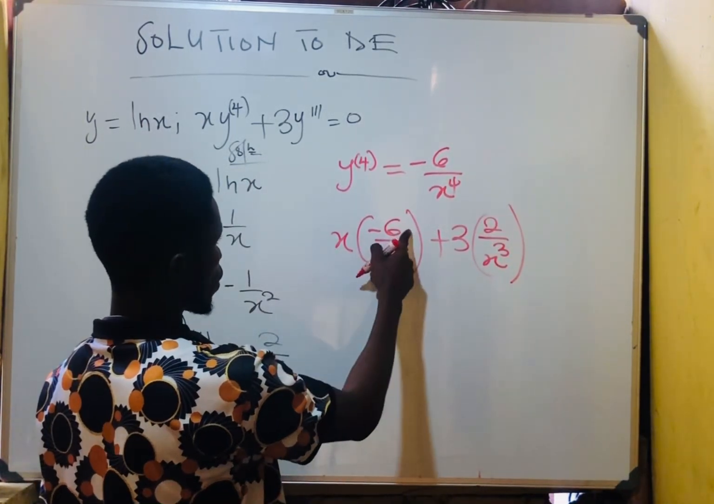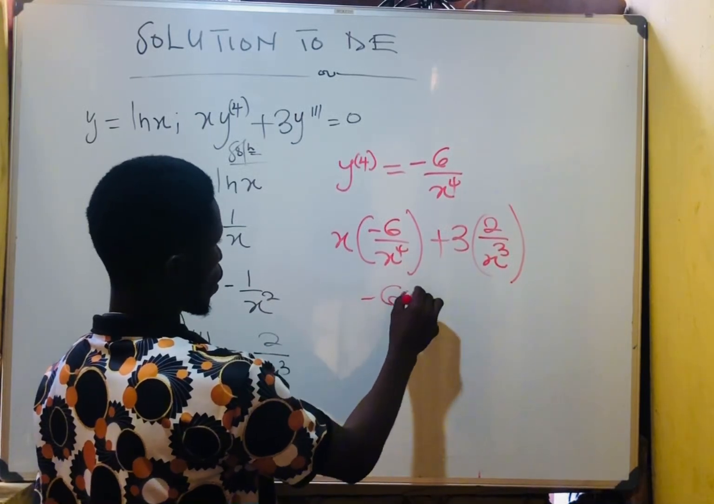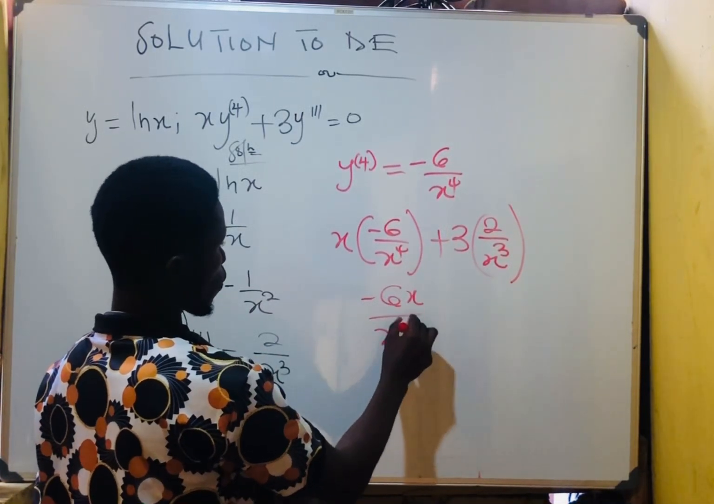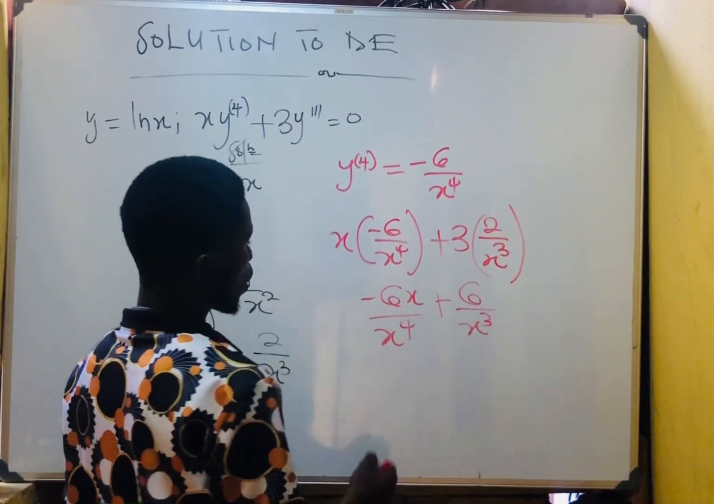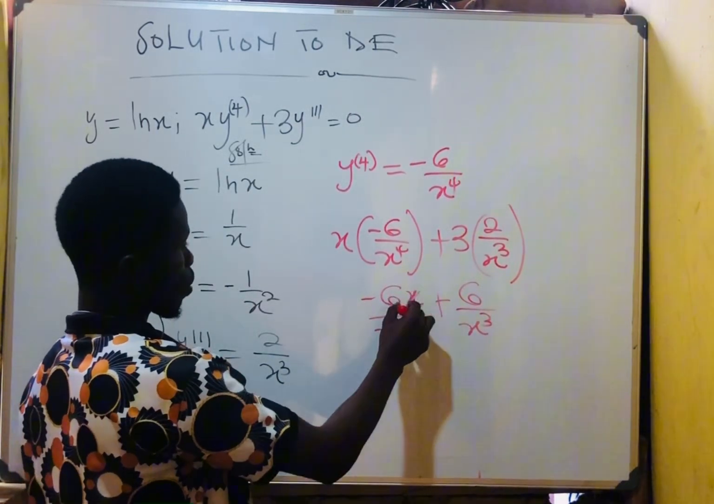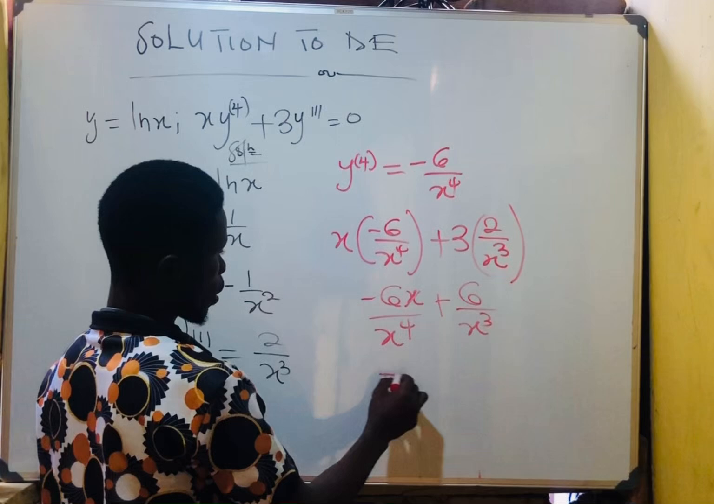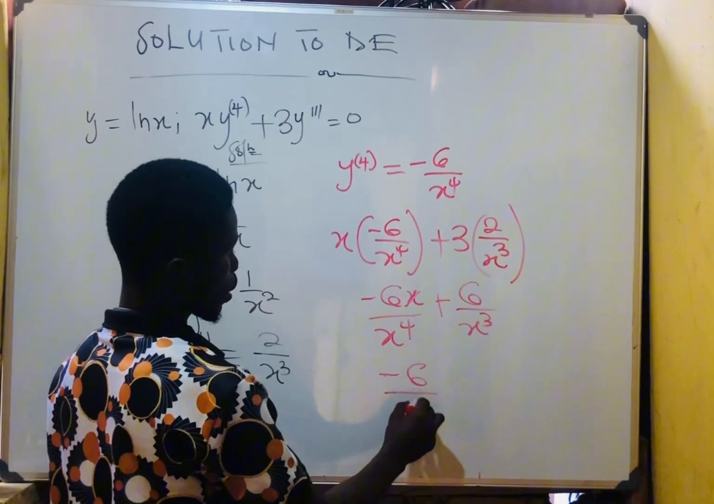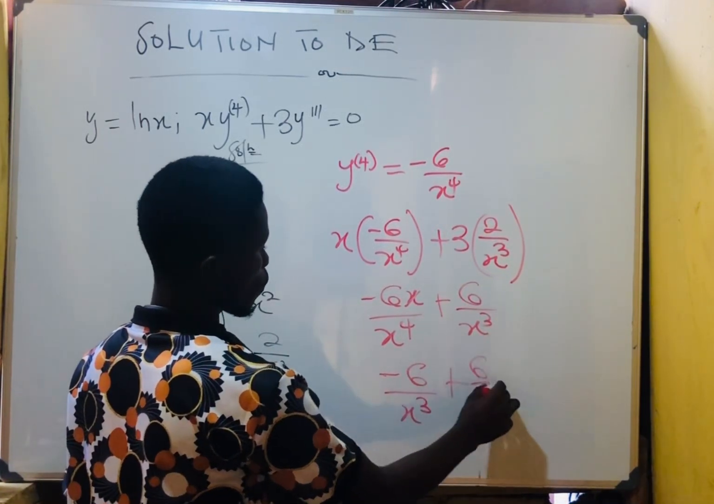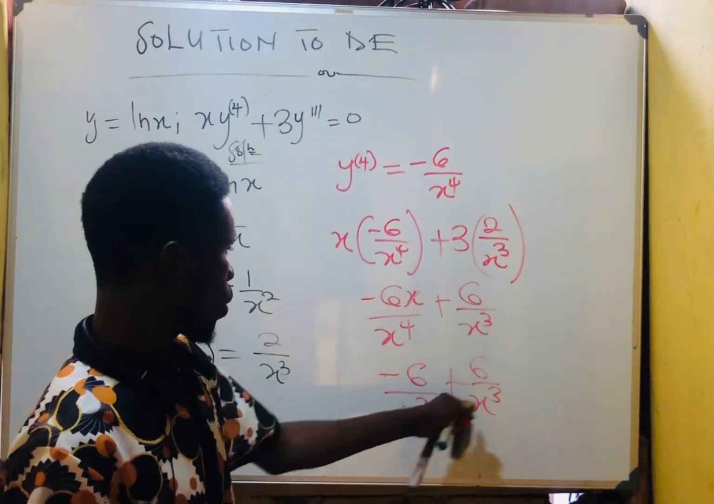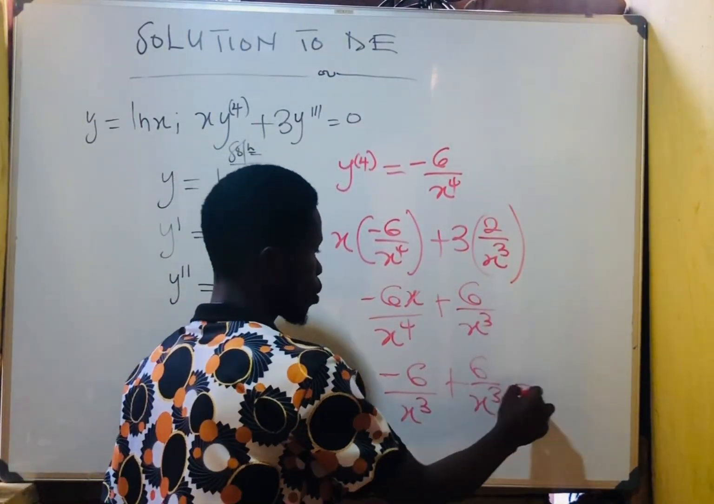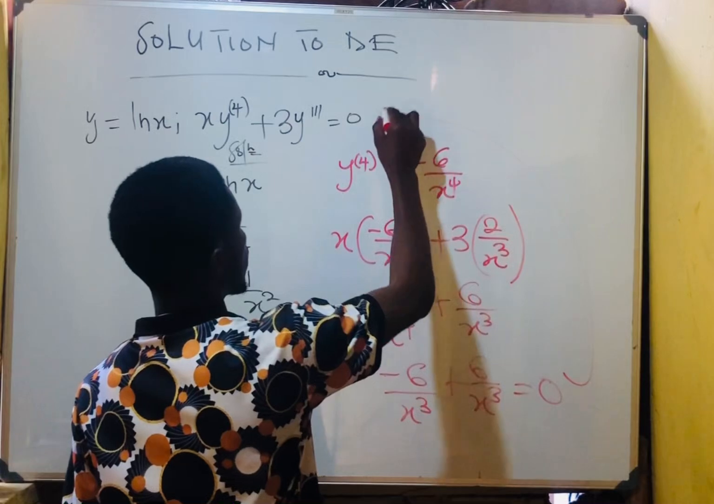This times this will give us negative 6x over x power 4 plus 6 over x power 3. So we see that one of the x's will cancel with this. That will give us negative 6 over x cube plus 6 over x cube. Okay, so this is what we have now. And this will give us what? 0. And it satisfies that.